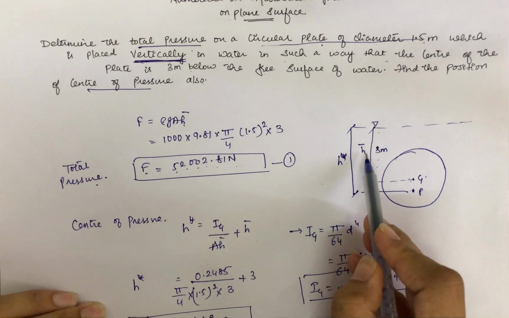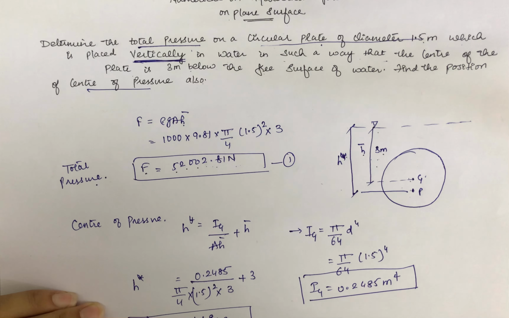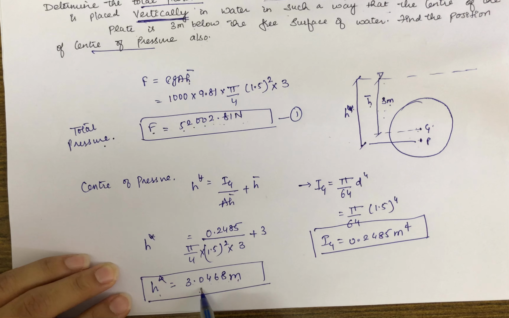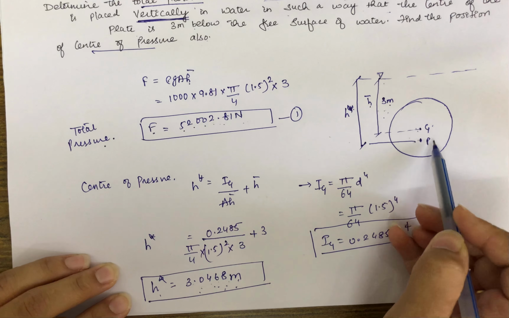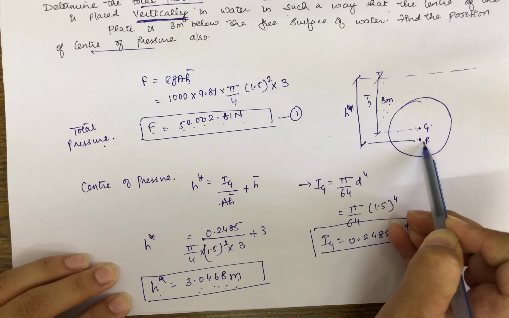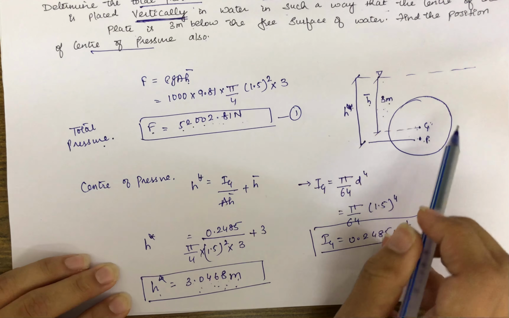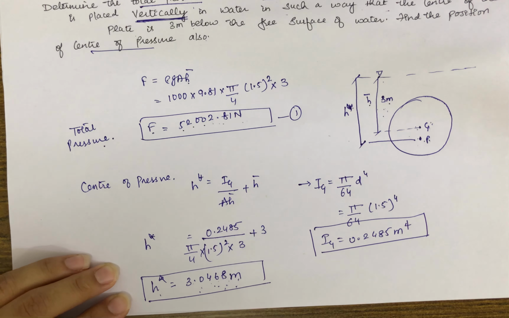So here as you can see, h bar is 3 meter while h star is 3.0468 meter, which is greater than 3 meter. So hence it is also observed that the center of pressure will always lie below the center of gravity of the immersed surface. Okay, thank you.